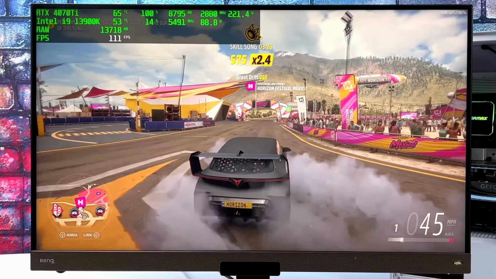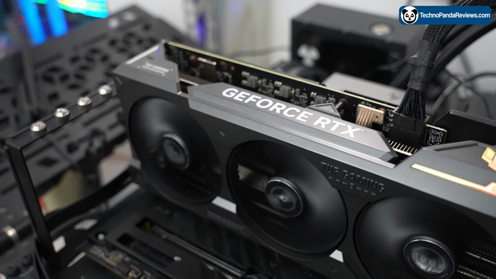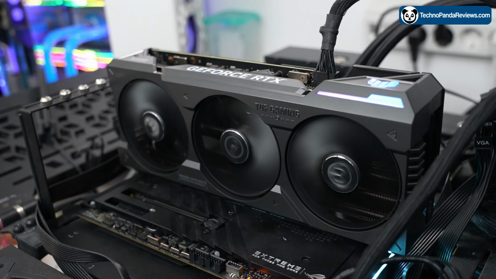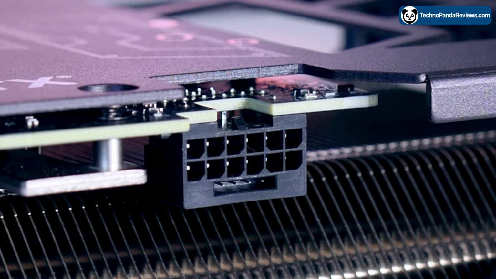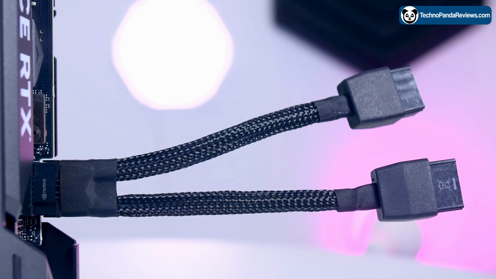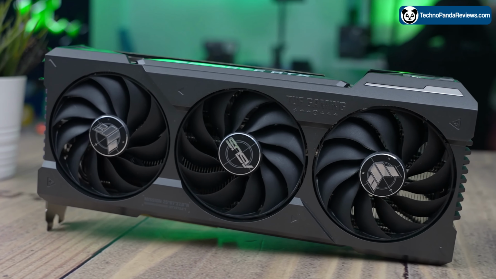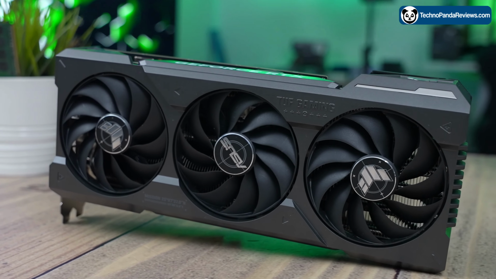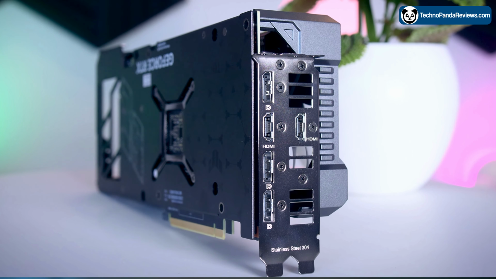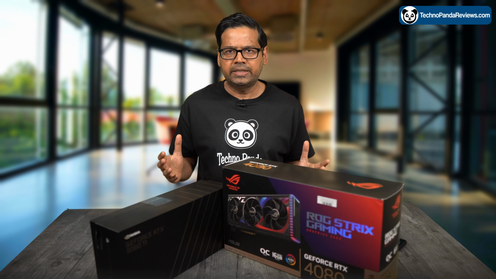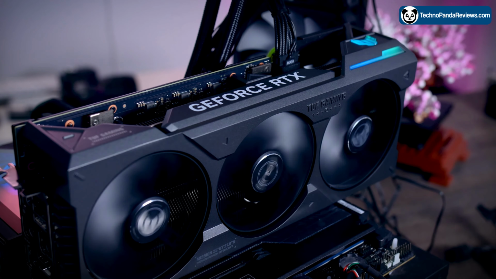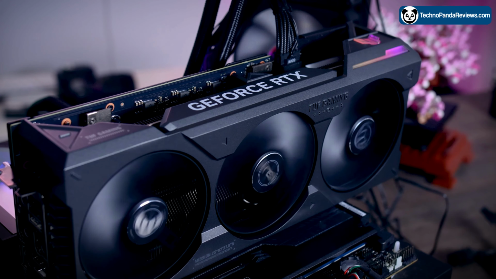So to get the best performance from this graphics card, you need a PSU of at least 750 watts. You also need a 16-pin power connector, and fortunately a 16-pin to 2 8-pin power adapter is included with the GPU. Also note that this card measures 13.3 inches in length and 5.5 inches in width, so make sure that your case is large enough to accommodate this card. This is a chunky boy. Now I appreciate the included anti-sag bracket that prevents the GPU from sagging and causing unnecessary stress on your motherboard.